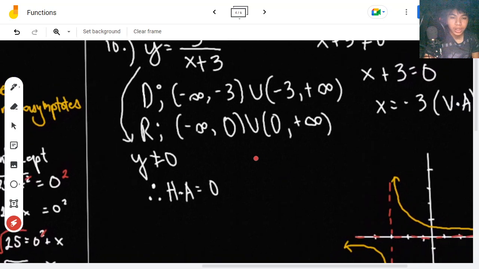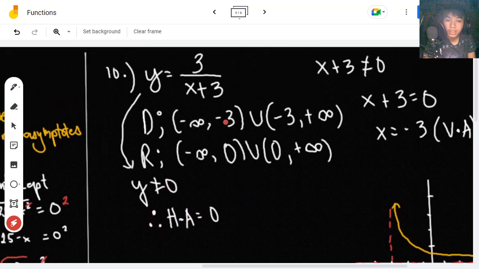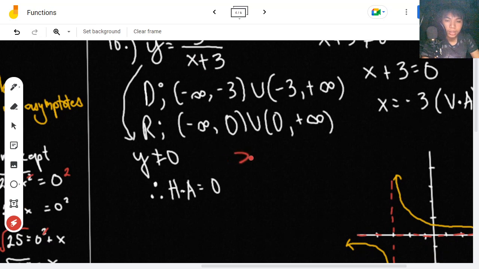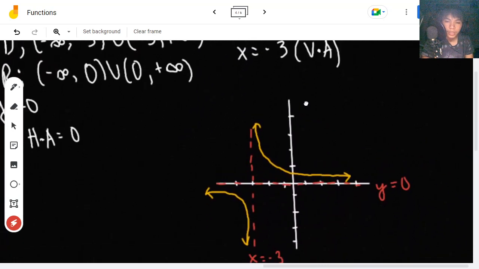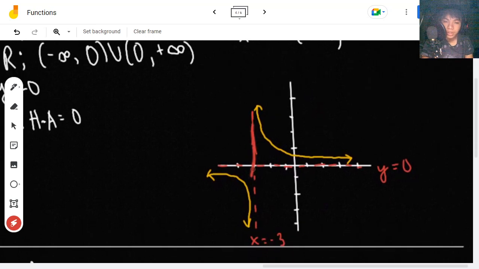So since y cannot be 0, our horizontal asymptote is 0. That is also since the degree of the denominator is bigger than the degree of the numerator. Since when n is greater than m, the horizontal asymptote will be 0. Okay? Now we can try to graph it. The vertical asymptote is -3, so we set that, and our horizontal asymptote is 0.